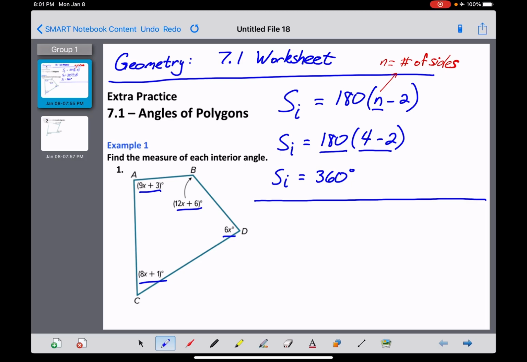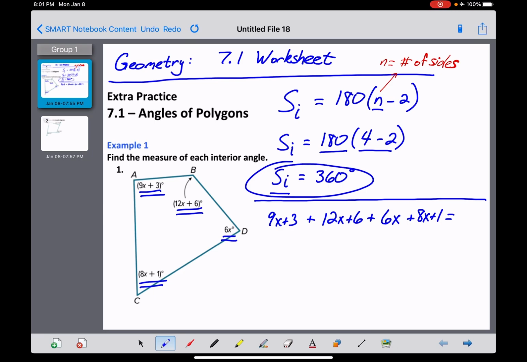So once more, we have found the sum of all of the interior angles, and sum means add them together. Our first angle, A, is 9x plus 3. We'll add to that angle B, which is 12x plus 6, plus angle, that's odd, they jumped to C across. It doesn't matter what order you do this in, guys, so I'm going to keep going clockwise. Angle D is 6x, and then our fourth angle, C, is 8x plus 1. When I add those 4 angles together, that sum has to equal the number I came up with right here, which is 360.